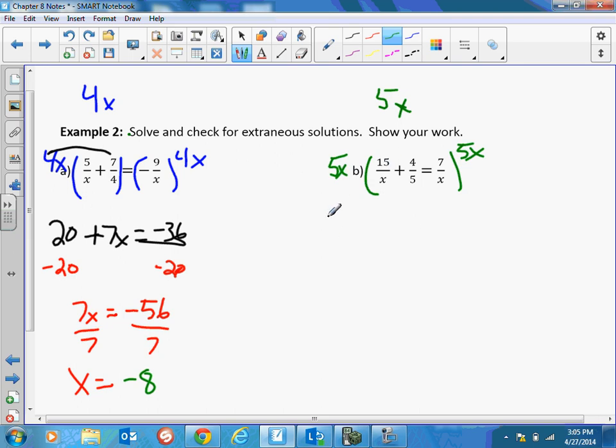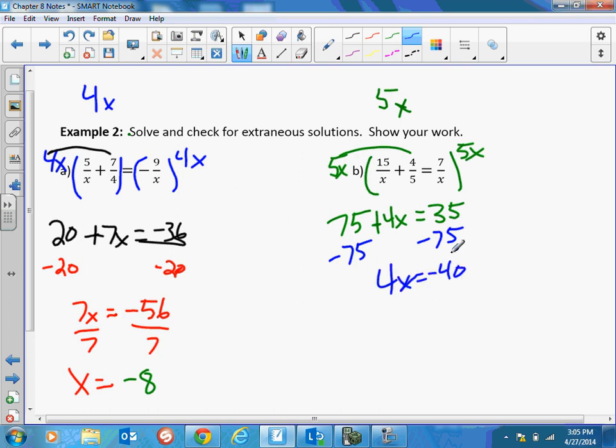So we multiply that by 5x. We have 5 times 15, which is 75. Then multiply that by 5x, because the x's cancel out in that one. This one, the 5's cancel out, so we'd have 4x. And if we multiply this one, the x's cancel out, so we have 35. Again, pretty simple problem. Just subtract 75 and divide by 4. And you get 4x equals negative 40, which when you divide by 4, x will equal negative 10.